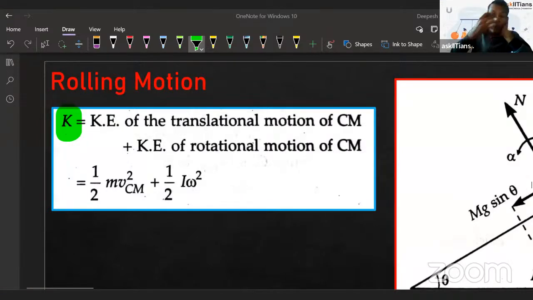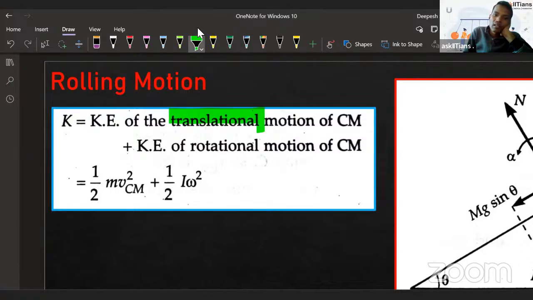Because it's a rolling motion, not only a rotational motion, there are two motions involved in this particular scenario. The body is moving in a forward direction, that is the translational motion. The body is also rotating at the same time, that is the rotational motion. What do you need to do? Add both of them. You will get the total kinetic energy of the body.